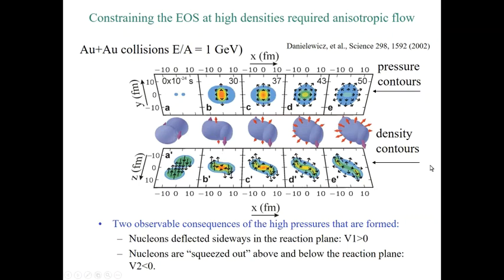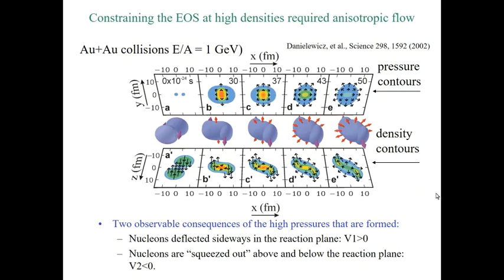That's squeeze-out, sometimes called, or nowadays called, V2. And at this energy it is very strong. And then there is also a second flow component, which you can see in the vectors of the momentum here in this plane, going off to the side.